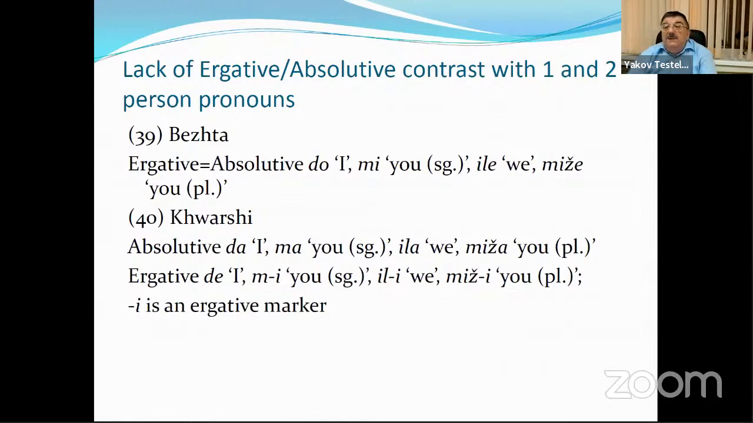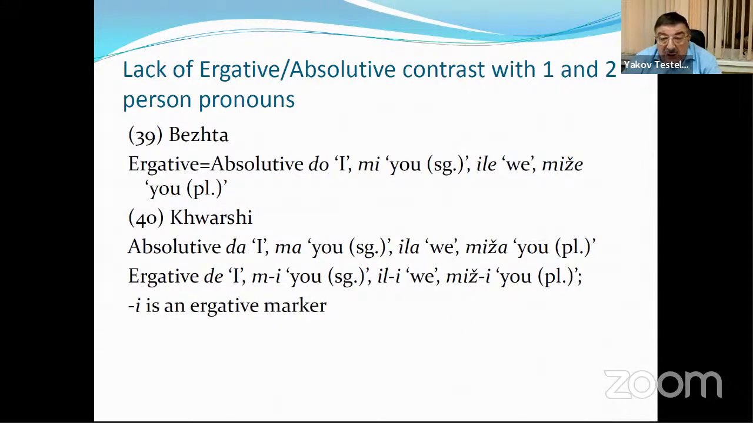Lack of ergative versus absolutive contrast with first and second person pronouns is a great typological puzzle. Why are first and second person pronouns the least likely to be marked as transitive subjects, to be marked with something like ergative? Across languages, it can be seen in many languages other than East Caucasian, like Australian languages.